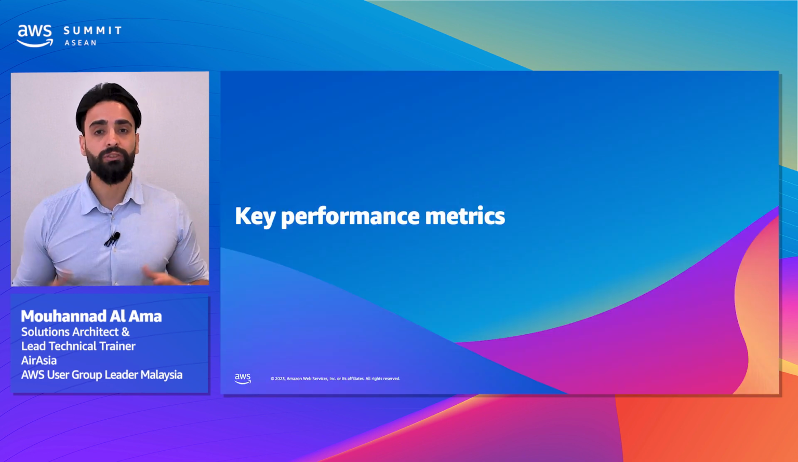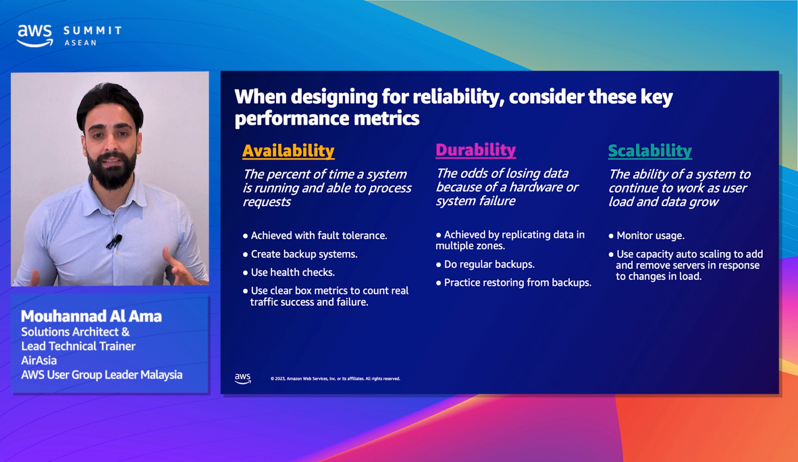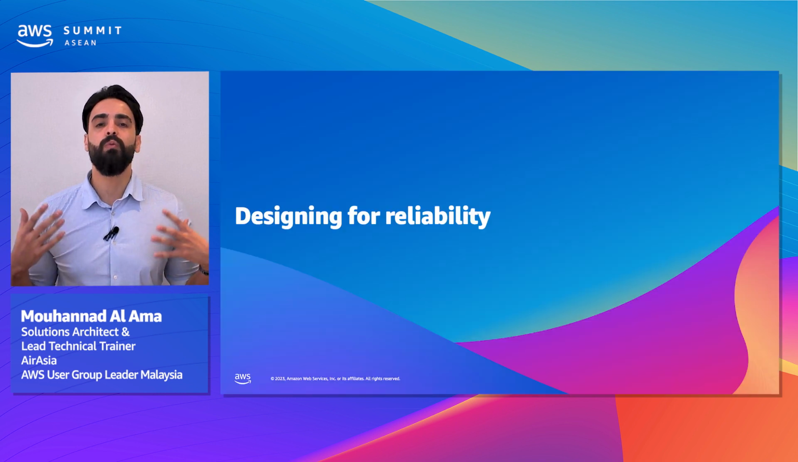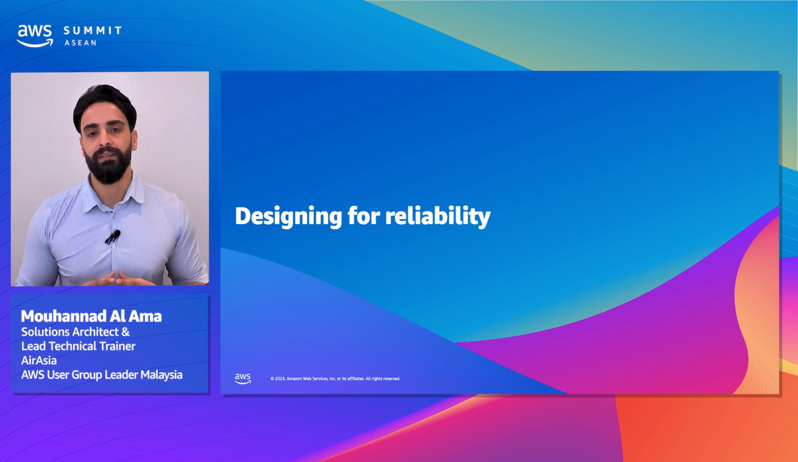It's very important to know how well your software is working and functioning. And you can achieve these insights by monitoring, logging, and alerting. The system reliability depends on different performance metrics like availability, durability, and scalability. Now let's talk about how we can design for reliability.